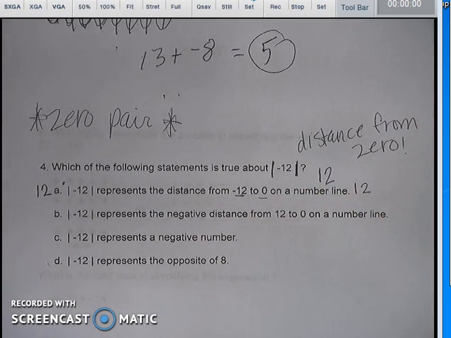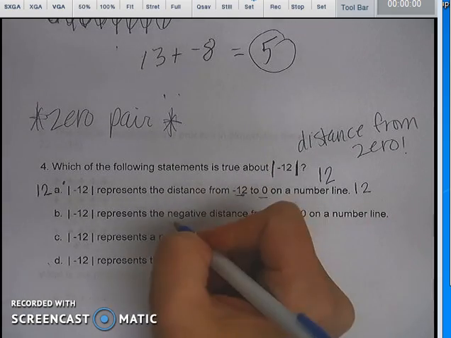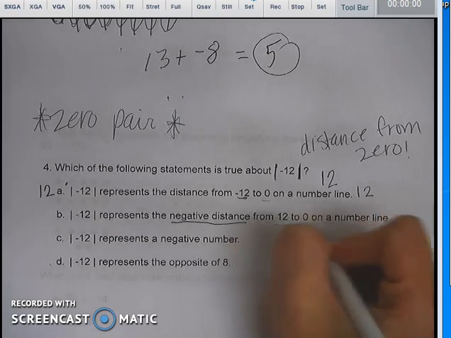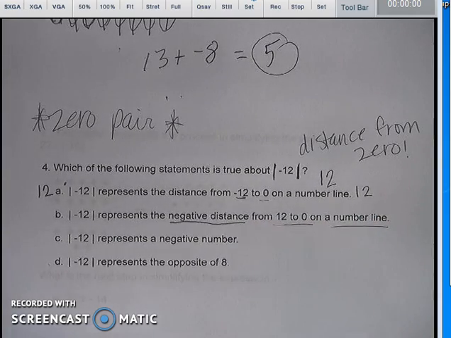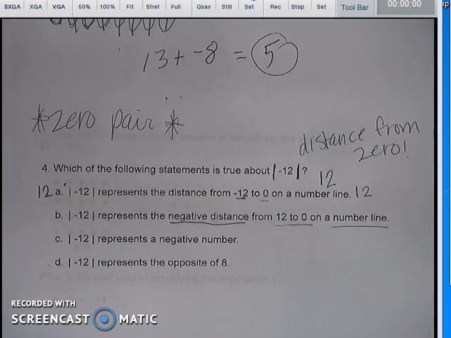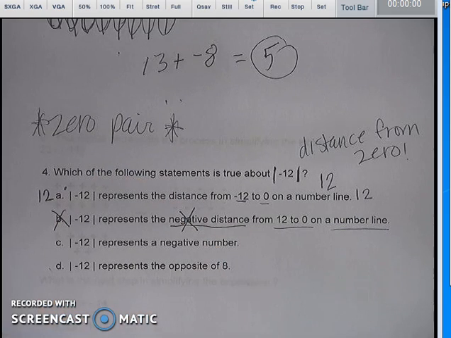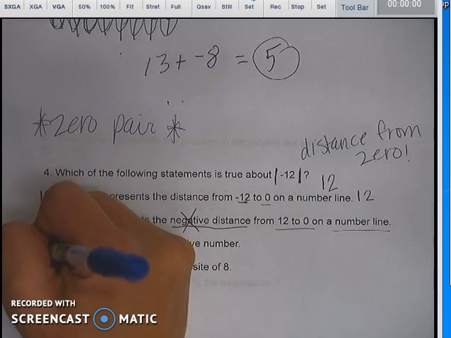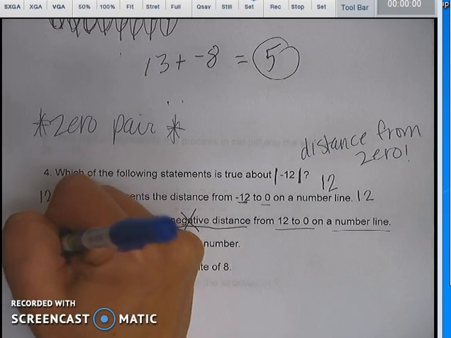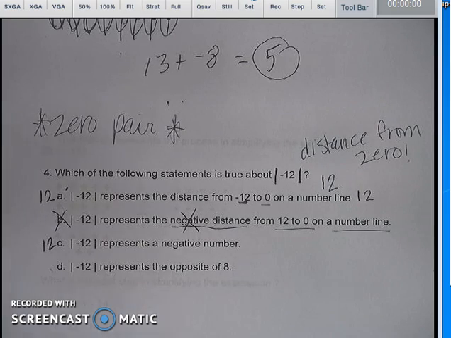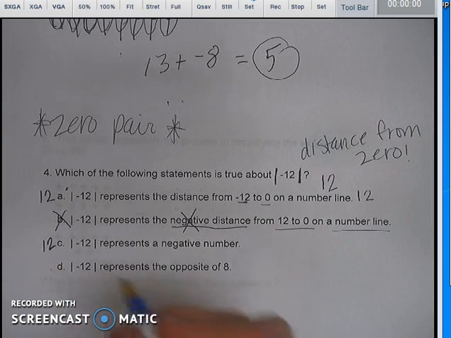The absolute value of negative 12 represents the negative distance from 12 to 0 on a number line. Is there such a thing as negative distance? No, you've never heard of a negative mile. So that cannot be our answer choice. The absolute value of negative 12 represents a negative number. What is the absolute value of negative 12? 12. Is this a negative number?